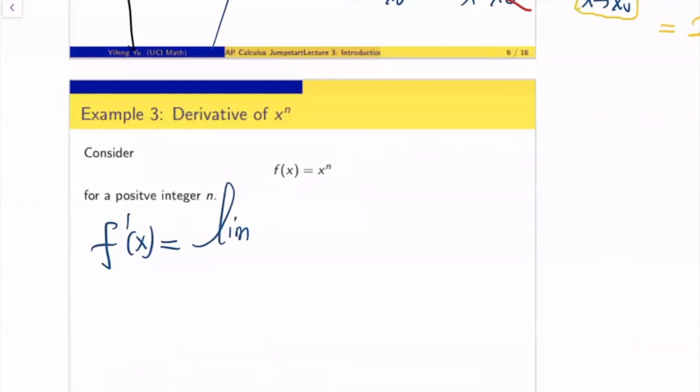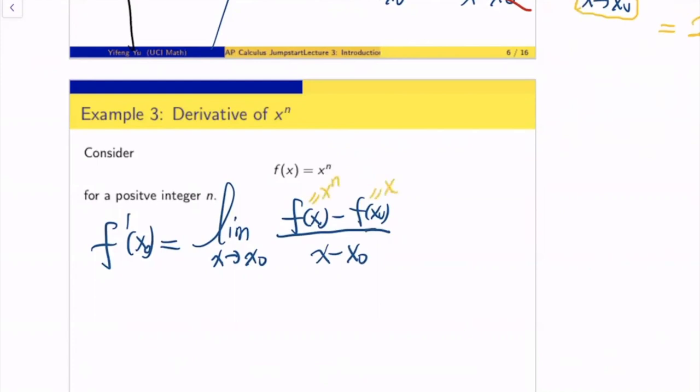Let's remind ourselves. The derivative equals the limit as x goes to x0 of f(x) minus f(x0) divided by x minus x0, all right? Now let's replace this by x^n and this by x0^n. Then we end up with something like x^n minus x0^n. So what shall we do? Factorize it, that's what we call the factorization. The factorization is (x minus x0) times (x^(n-1) plus x^(n-2) times x0 plus x^(n-3) times x0 squared, and so on).